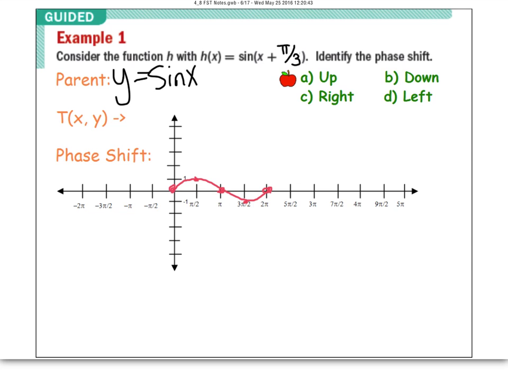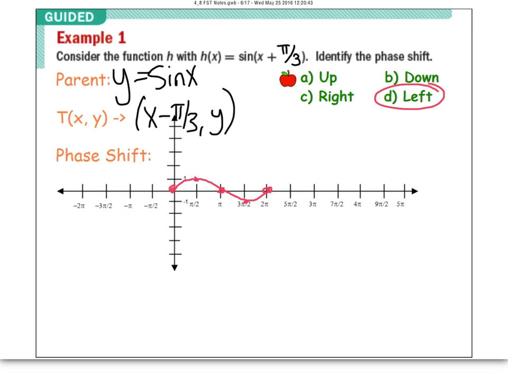Now, what happens to the graph? Let's write the ordered pair rule. In the equation, it's x plus pi over 3, so it's really x minus pi over 3. And there's nothing for the y. So what's actually happening to this graph is what you see here in the ordered pair. This thing is actually moving left pi over 3.